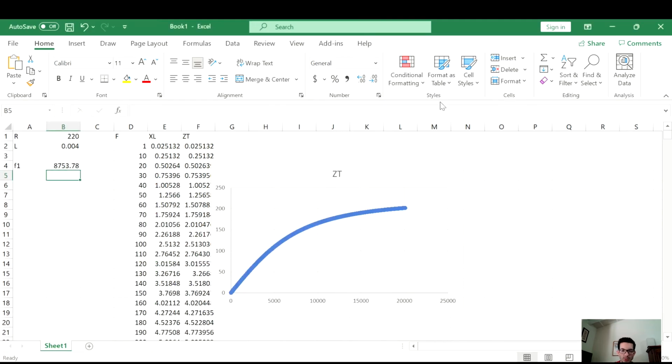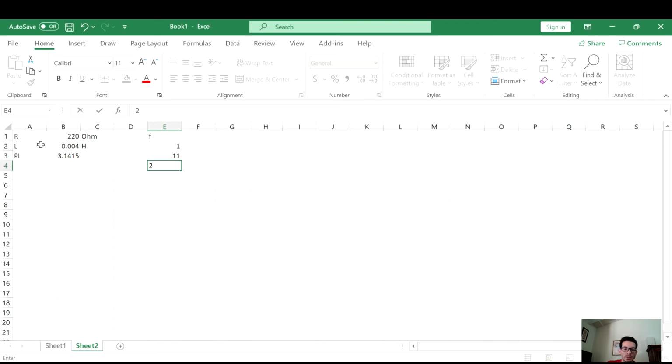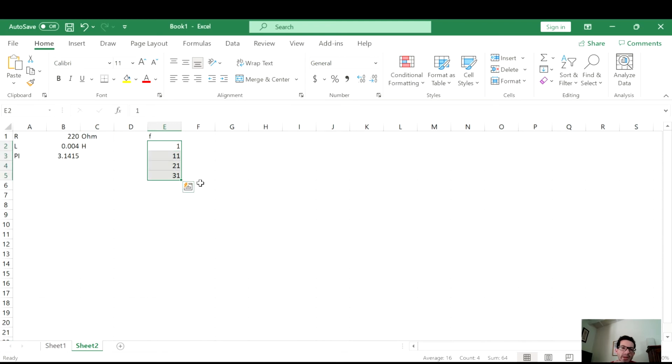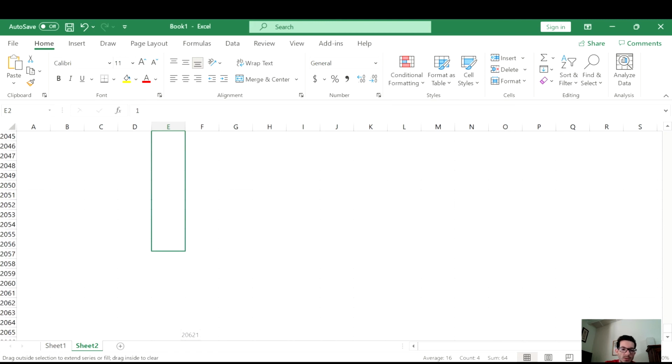So if you go to Excel, we have that. Let's do this all over again. We said the resistor is 220 ohms. The inductance is 4 millihenries. And pi is 3.1415. We're going to get a frequency range from 1,000 to 20,000, because 20 kilohertz. We don't want to start from 0 because we might have to divide by frequency, and we don't want to divide by 0. So we're going to go all the way to 20. There you go, that's enough.